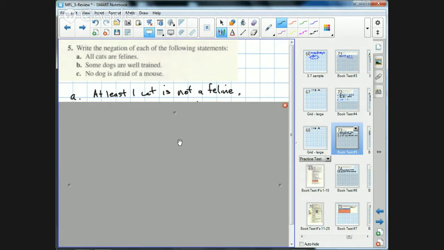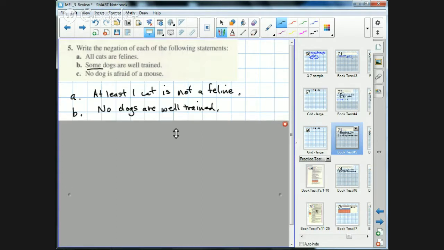Okay, what do you think is the negation to B? Some dogs are well trained. Could you say all dogs are well trained? No dogs. It's got to be none. None? Yeah, because first of all, what do they mean when they say some? They mean at least one. Right. And you say, oh yeah? No way, there are none. You're saying, no, you don't even have one. And so the negation would be, like Patrick said, no dogs are well trained.